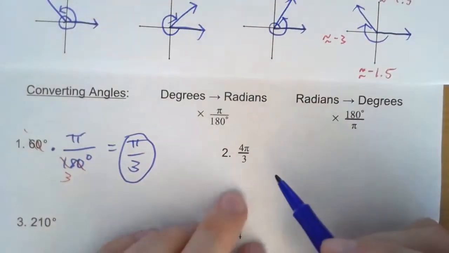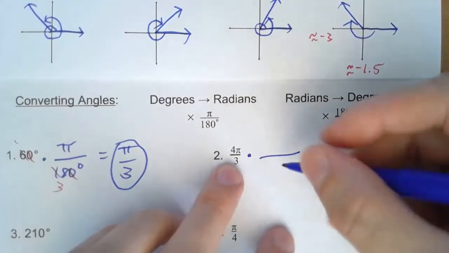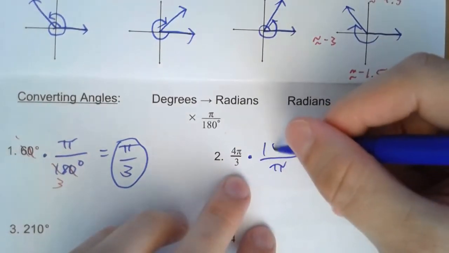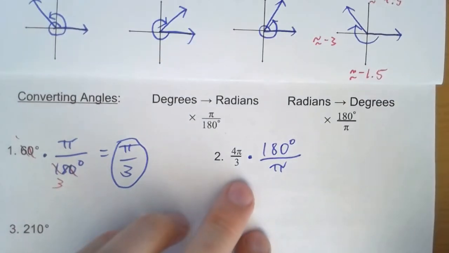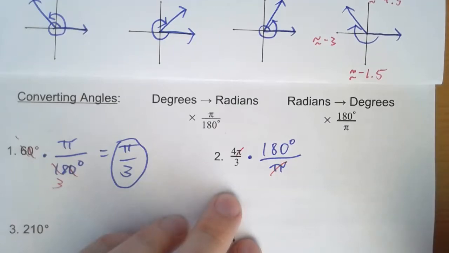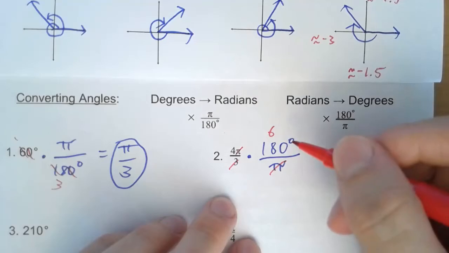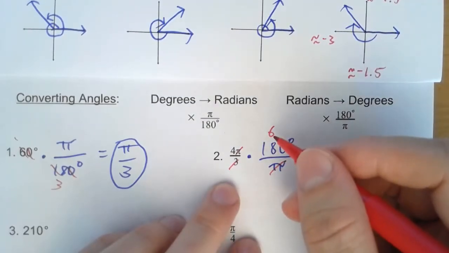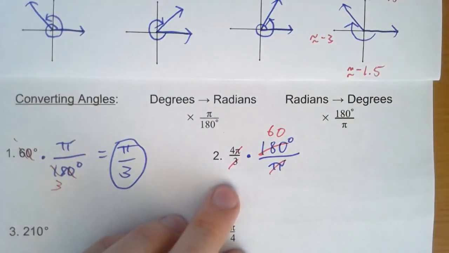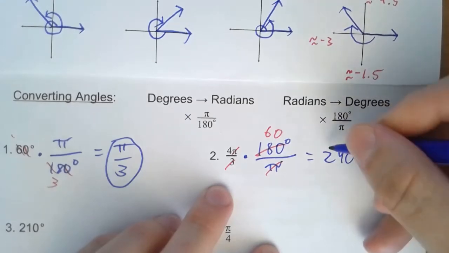Okay. Now if I want to go the other way, so this one I want to cancel out the radians, so I'll put the pi down here so those pi's can cancel out, and I want to end up in degrees, so I put the degrees in the numerator there. So these pi's cancel out, and then 3 would go into 18, sorry, 6 times. 3 goes into 18 6 times, so 3 goes into 180 60 times. And then I do 4 times 60, and I get 240 degrees.